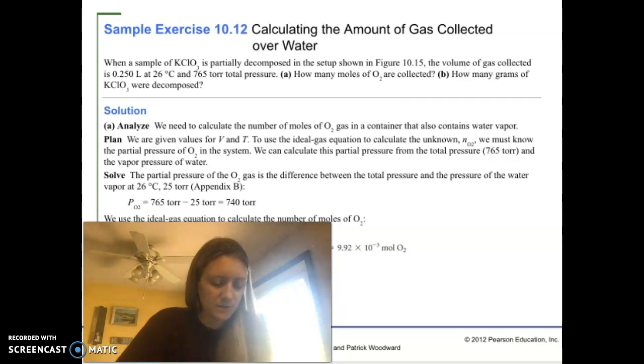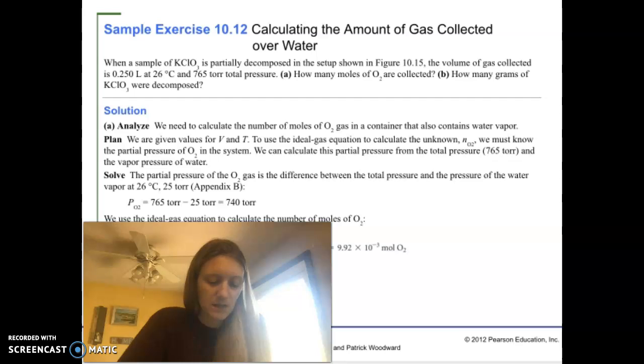So it says when a sample of KClO3 is partially decomposed in a setup shown in figure 10.15, which if you're looking at your book goes back to page 401, the volume of gas collected is 0.250 liters at 26 degrees C and 765 torr for the total pressure. So how many moles of O2 are collected?